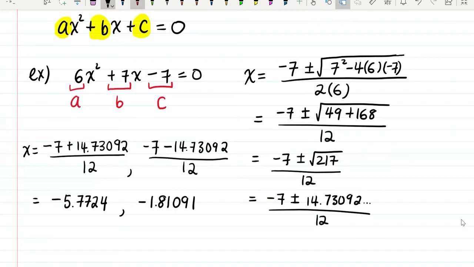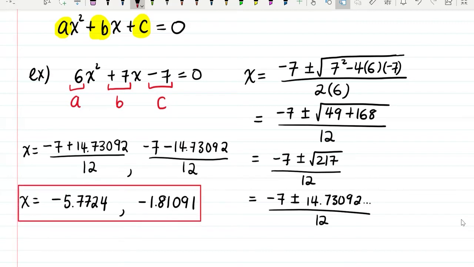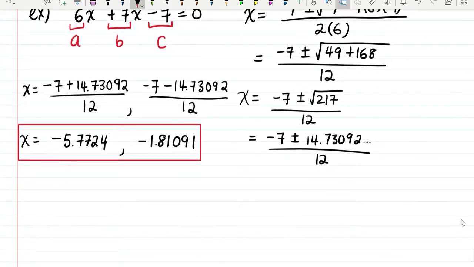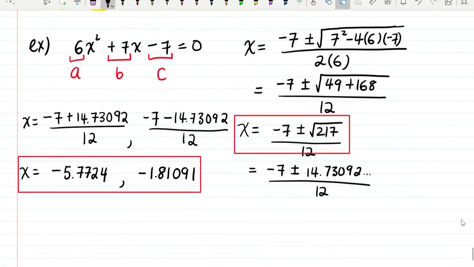So this is one way to write the answer. x can be written in this form. The solution can be written as decimal values, or you can simply write the answer as this. You can leave the answer in radical form if you want. This is actually an acceptable form of the answer, so I'll keep it in radical form because that's more accurate. So this is how you apply the quadratic formula to any quadratic equation.